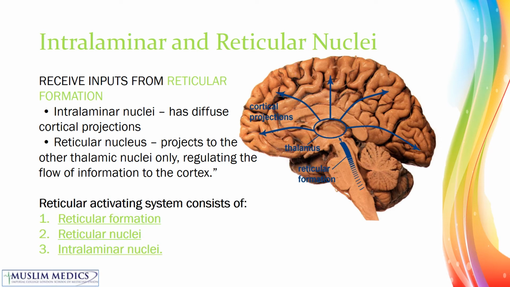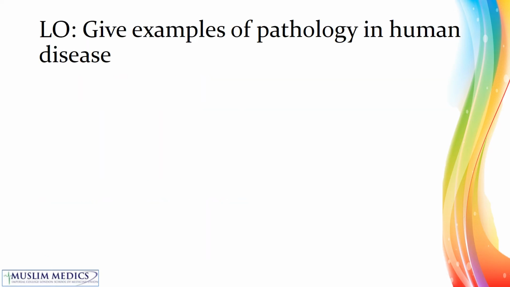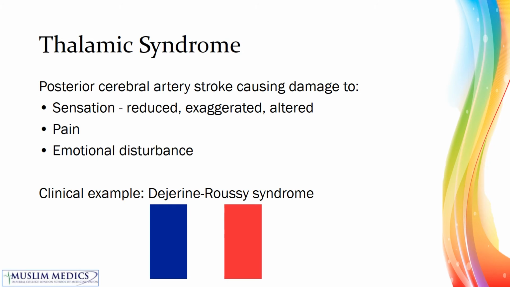So as we said, the reticular formation is one part of your reticular activating system, and the other two parts are your reticular nuclei and your intralaminar nuclei. Now we're going to move on and have a look at pathology in human disease. One example would be the thalamic syndrome, and this is when we have a stroke in the posterior cerebral artery, and therefore damages the thalamus and everything else that it controls.